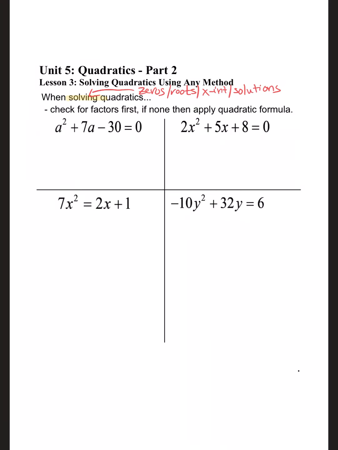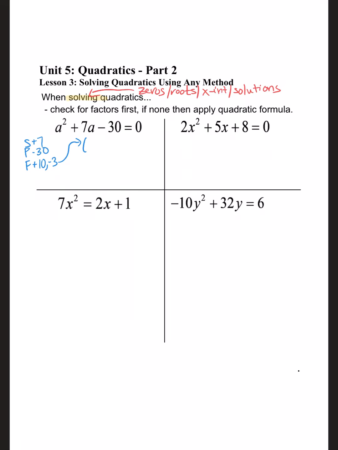So here's the first example, a squared plus 7a minus 30. We should always look for a common factor first, and since this is a simple trinomial, we won't have a common factor. But then we should try SPF. So we'll set up our SPF. We need two factors that add to a positive 7 and multiply to a negative 30. So two numbers that are going to multiply to 30 but add to 7. It's going to be a positive 10 and a negative 3.